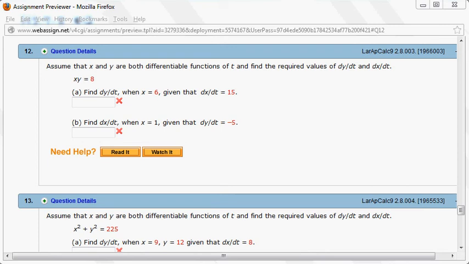Okay, let's look at homework 2.7, 2.8, number 12. We have the equation given, xy equals 8. Then we want to take the derivative with respect to t, since we're looking for dy over dt and dx over dt. So let's do that.